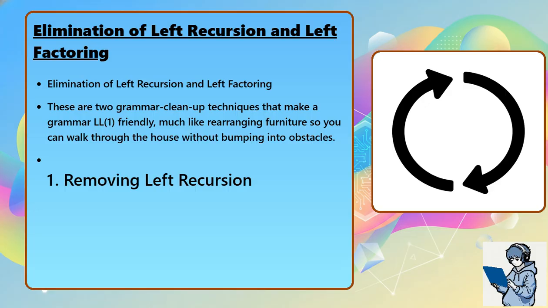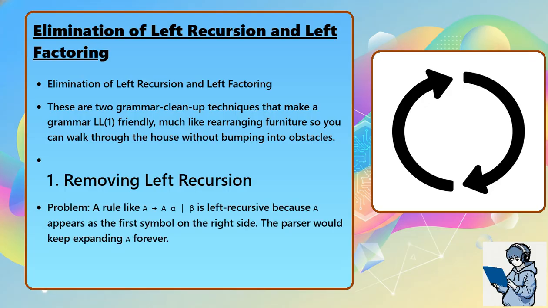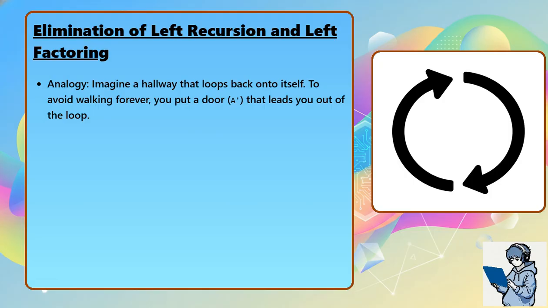1. Removing left recursion. Problem: a rule like A goes to A alpha or beta is left recursive because A appears as the first symbol on the right side. The parser would keep expanding A forever. Solution: introduce a new non-terminal A prime and rewrite. A goes to beta A prime; A prime goes to alpha A prime or epsilon. Analogy: imagine a hallway that loops back onto itself. To avoid walking forever, you put a door, A prime, that leads you out of the loop.